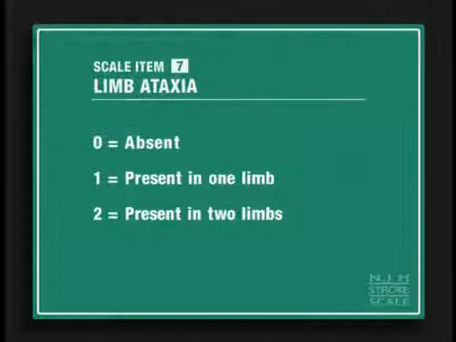Score a 2 if ataxia is present in two limbs, both arms, both legs, or an arm and a leg on the same side of the body. Also score a 2 if you observe dysmetria or dysenergia in both the arm and the leg on one side, or if there are bilateral signs.